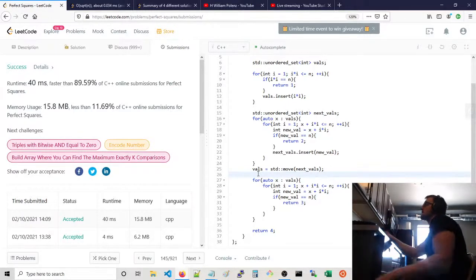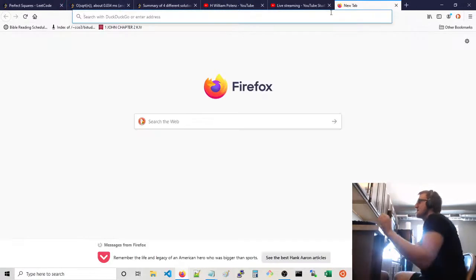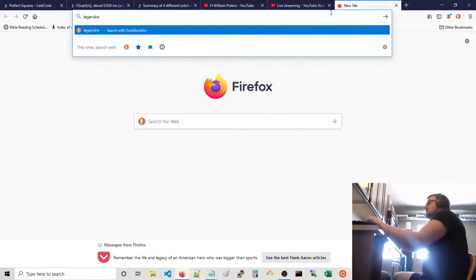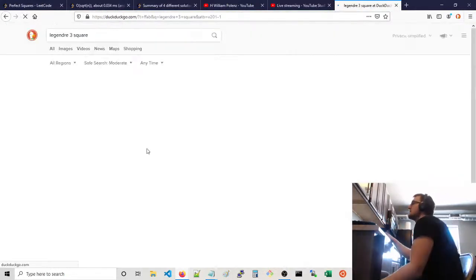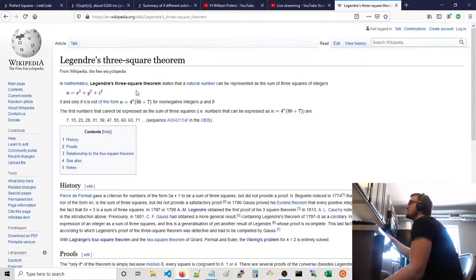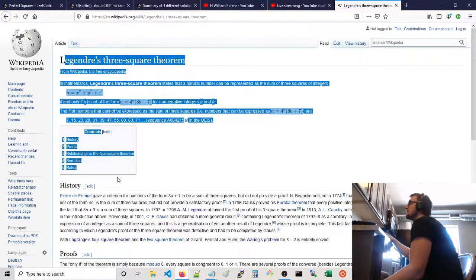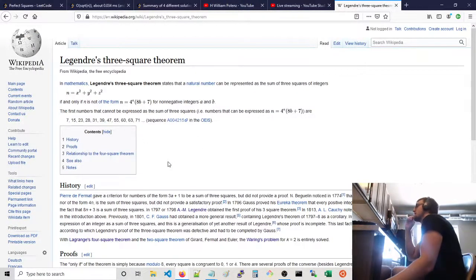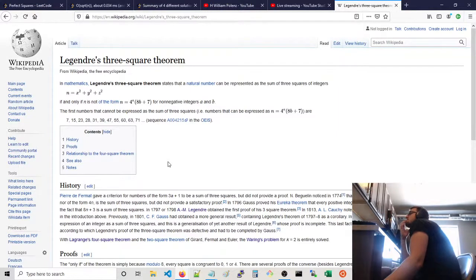What does Lagrange's formula do? Lagrange, 3 squares. I noticed that too. It was mentioned in Pachmann's solution. A number is a sum of three squares if and only if it's not of this form.